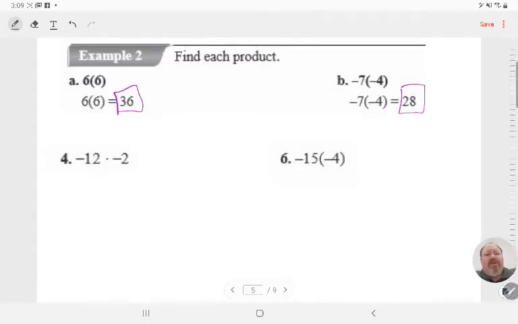All right, so we have a negative and a negative being multiplied together, so the answer is going to be positive, and 12 times 2 is 24. On the next one, we have negative 15 times negative 4. They're both negative, so the answer is going to be positive, and 15 times 4 is 60. All right, I'm sure you guys did great on that one.